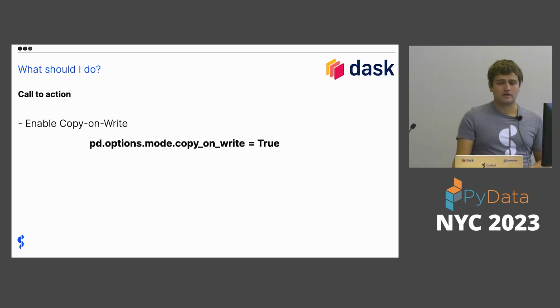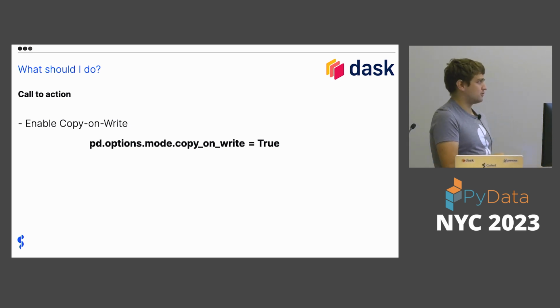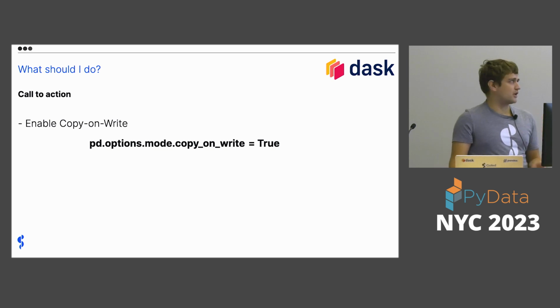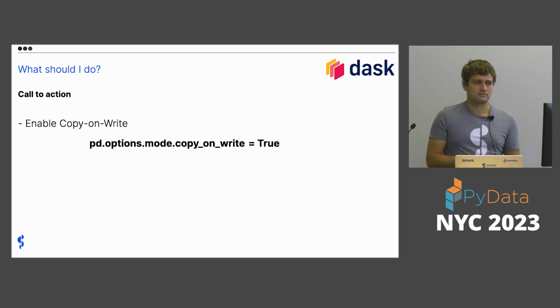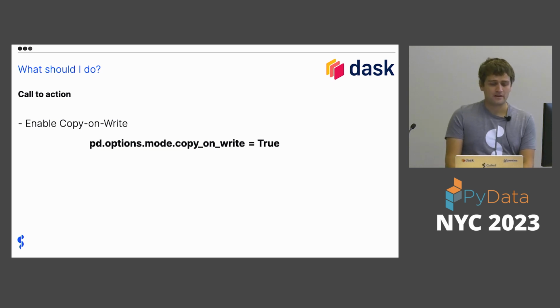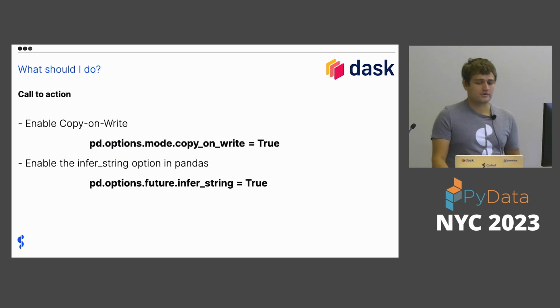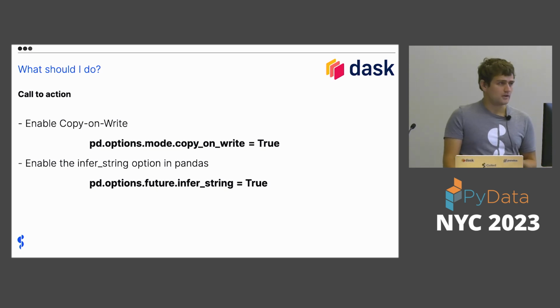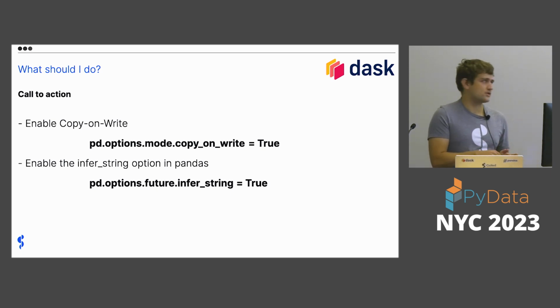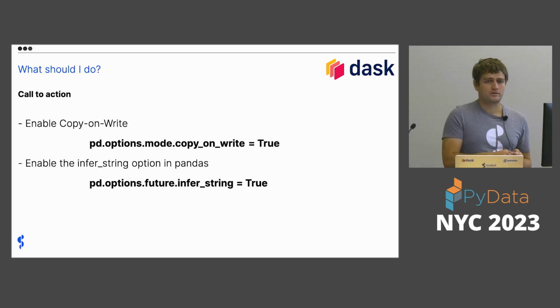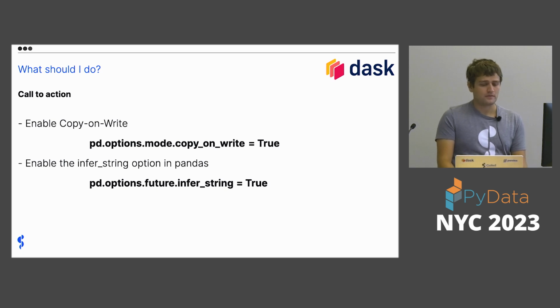Things users can do now that will hopefully improve their life and their UX. We can enable copy and write. That's just a simple flag, and then you will use the new semantics. I would run the test suite after this. Some things change. Then you can enable the infer-string option that will give you Arrow-backed strings by default. Copy and write is available since 2.0. Infer-strings are available since 2.1. So you need the newest version for that.